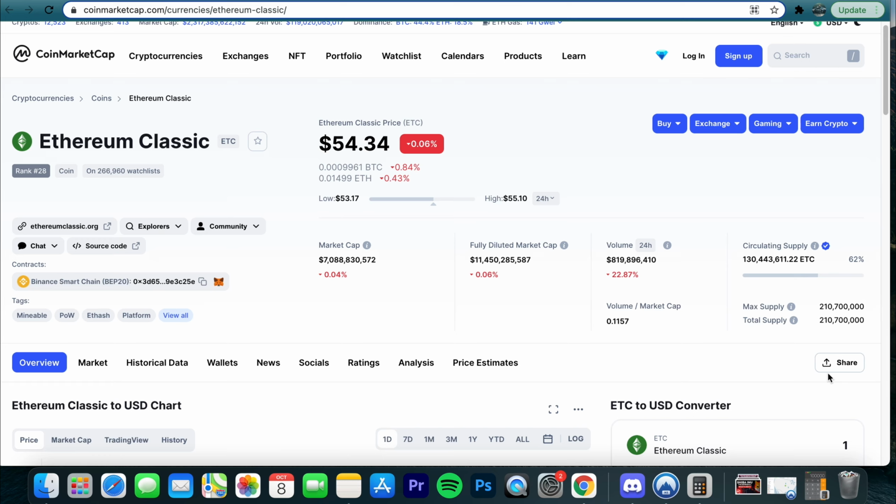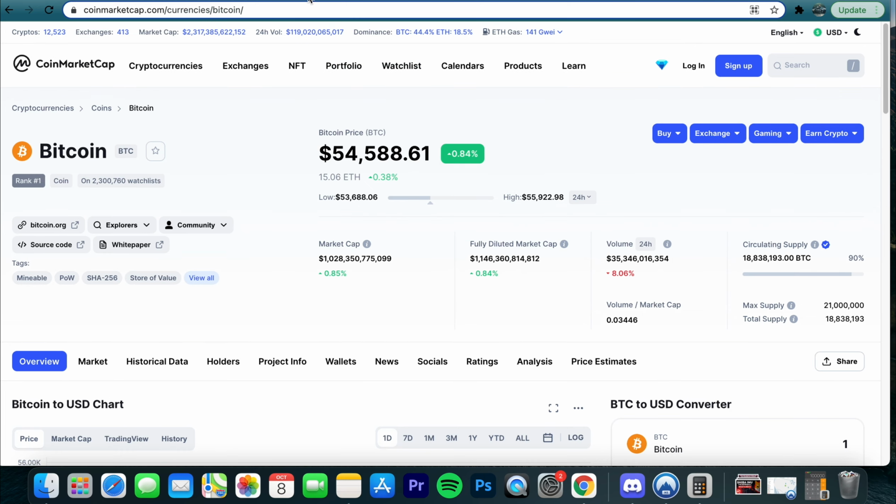So we are going to be talking about why Ethereum Classic is undervalued, and then I'm going to be looking at some technical charts explaining, at this $54 price point, where Ethereum Classic should be compared to Bitcoin's $54,000 price point in relation to it.